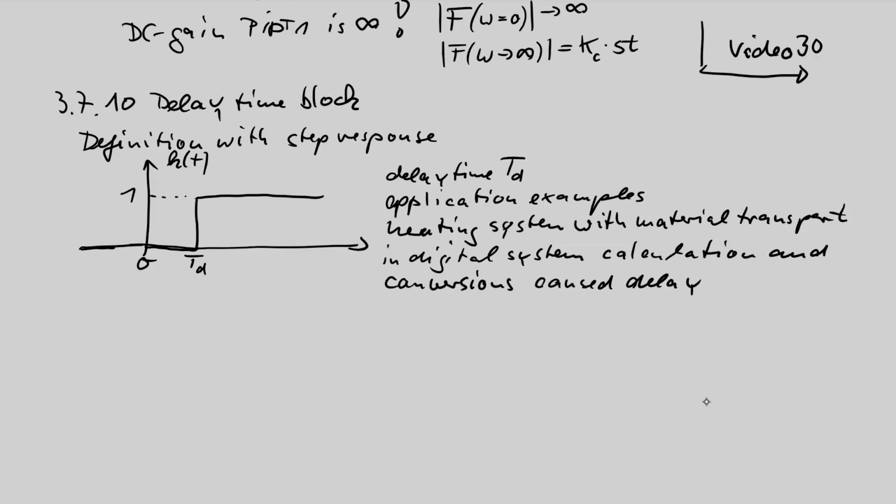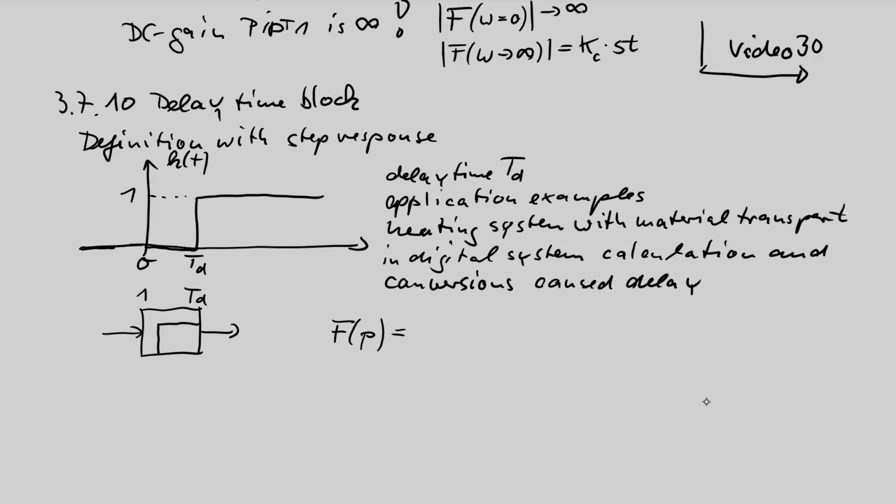We can just check the symbol. The symbol is exactly that. Some people like to give a delay time block also a K, but normally K is 1. Otherwise you add a P block in front of or after the delay time block, then you have a different K. The symbol is the delayed step response, and the only parameter you have is TD. The question is, can we write down the transfer function in polynomial form? The answer is no, it is impossible. A delay time block cannot be expressed in polynomial form.